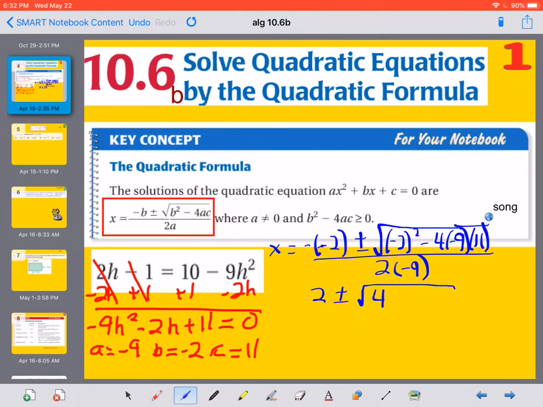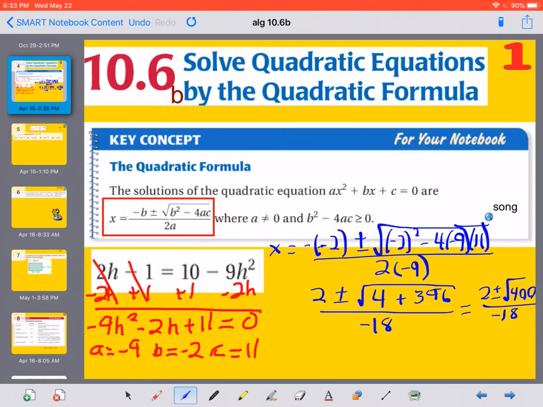Now negative 4 times negative 9 is 36. 36 times 11 gives us 396. So this is going to be a plus 396, all over negative 18. So what we'll get is 2 plus or minus the square root of 400 divided by negative 18.